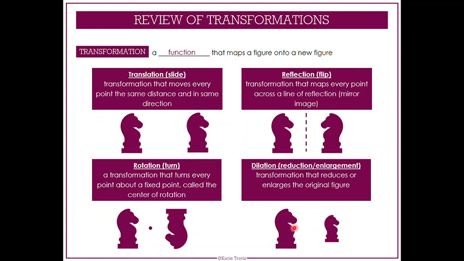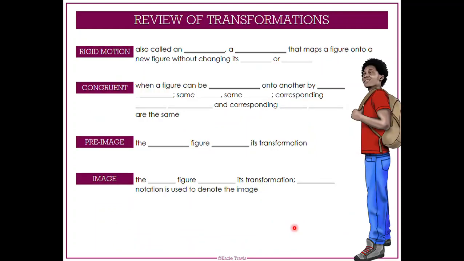All right, let's get some more definitions, folks. We're going underneath the four boxes on your paper to the rigid motion definition. So, rigid motion, this is also called an isometry. Okay, isometry. This is a function that maps a figure onto a new figure without changing its size or shape. So this is just like our first transformations, a translation, a rotation, a reflection. Those don't change the size or the shape.